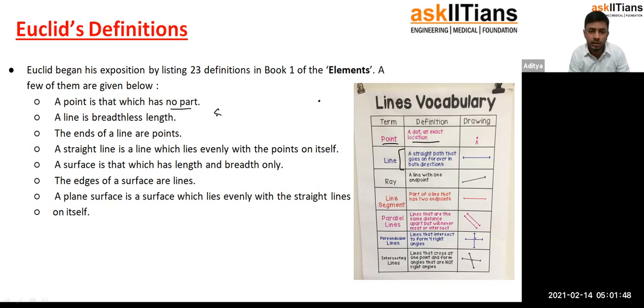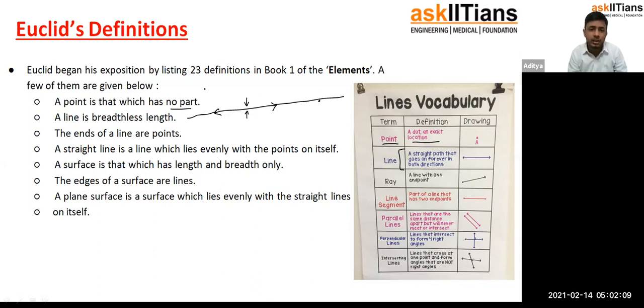So, what we are saying is that a line is represented in this form. These arrows represent that it is continuing forever in both the directions. So that is what we mean by a line. And it has zero thickness. It is not at all thick. It is the finest line that we can ever draw.